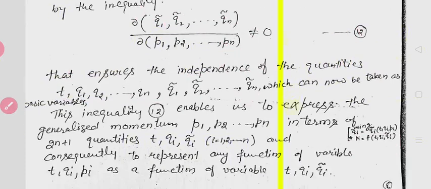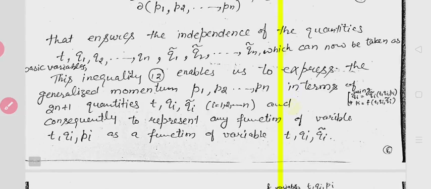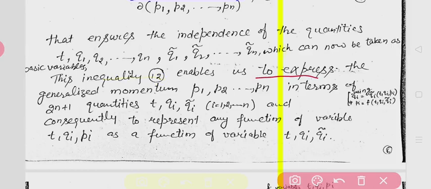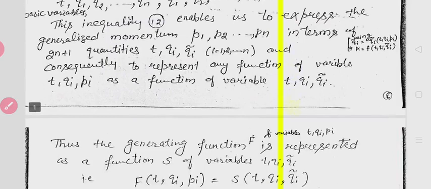So I have written the same thing, that this inequality enables us to express the generalized momentum, these p1, p2, ..., pn, in terms of the quantities t, qi and qi tilde, where i varies from 1 to n, and you can say that the function of variables t, qi, pi is a function of the variables t, qi and qi tilde, right? Where i belongs to n.